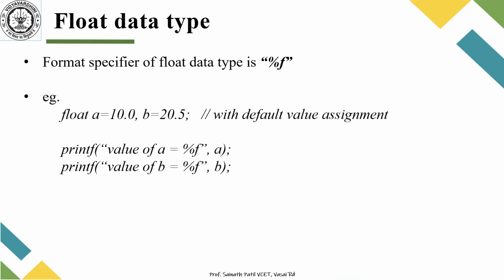Format specifier for float is %f. For example, here, if I declare a is equal to 10.0 and b is equal to 20.5 as float variables, then in the printf statement, you can give value of a is equal to %f comma a, or %f comma b.